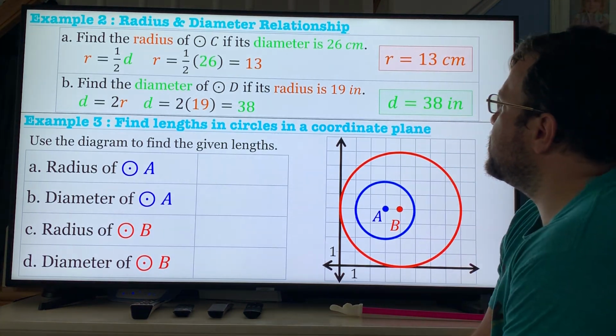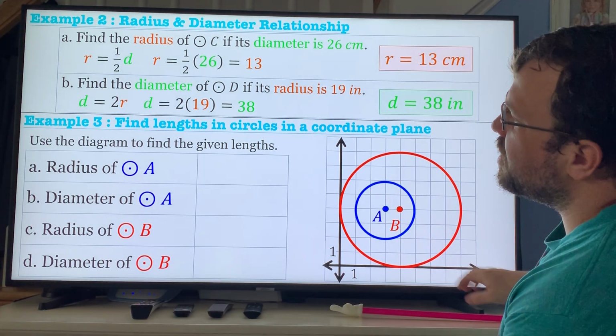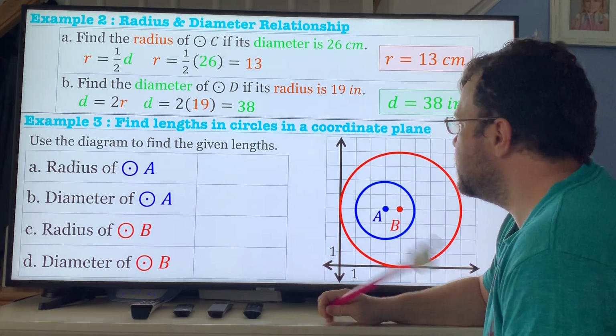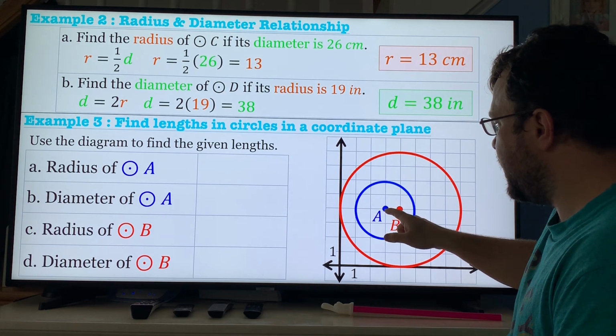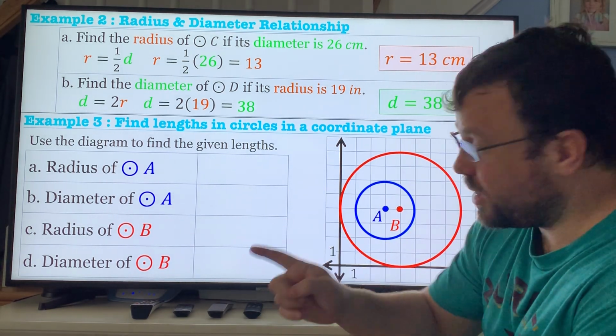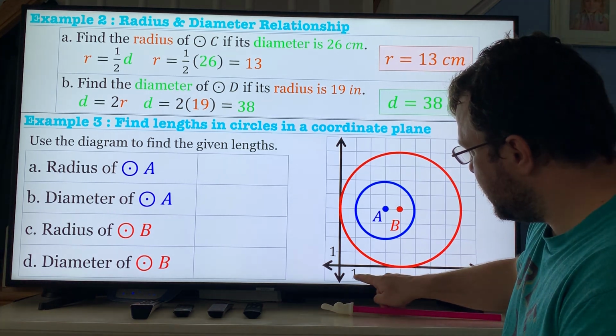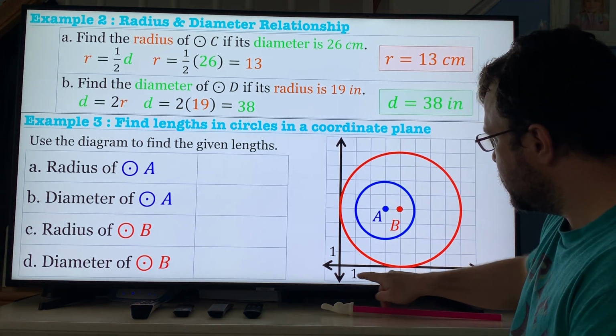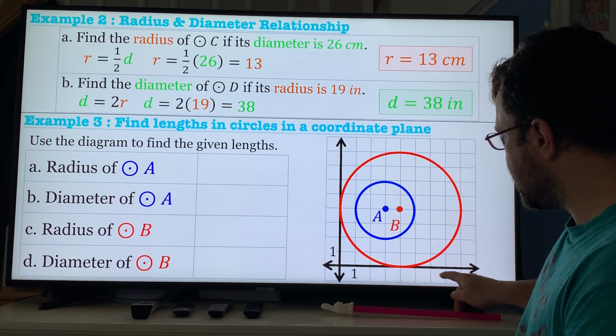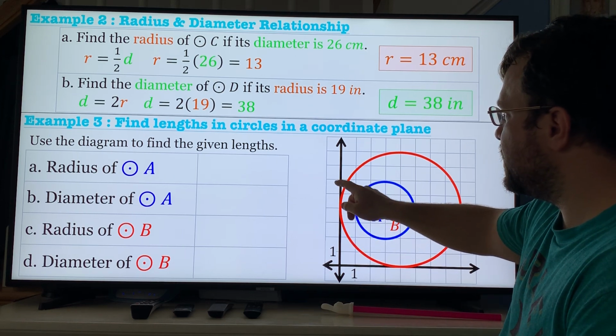Example 3, find lengths in circles on the coordinate plane. So use the diagram to find the given lengths. First thing, let's find the radius of A. The most important thing you have to do is look at the units on your graph. This one says each one of these dashes is 1 unit. So 1, 2, 3, 4, 5, 6, 7. 1, 2, 3, 4, 5, 6, 7, and so on.